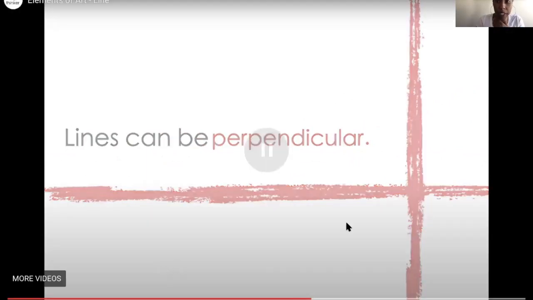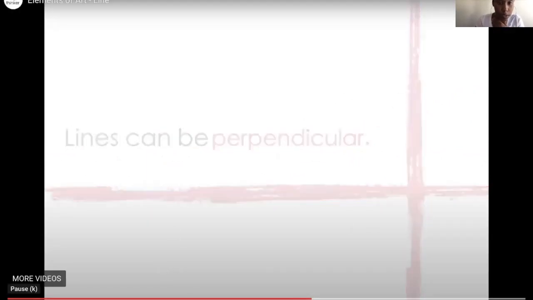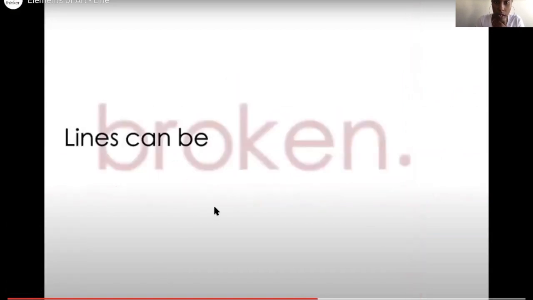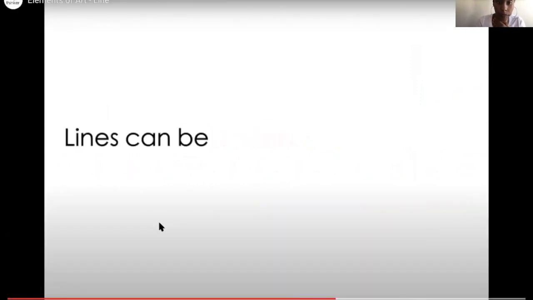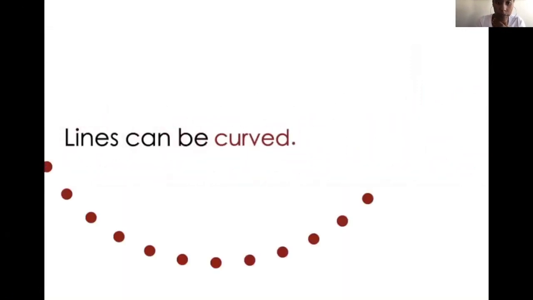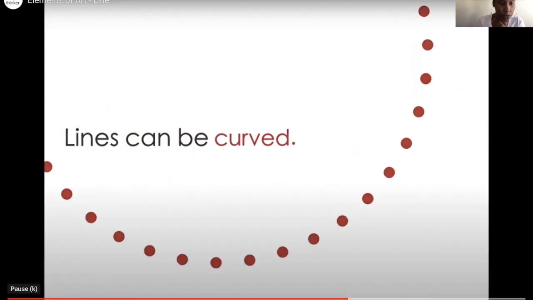Lines can be perpendicular, and that's where they cross. And they can be broken. And curve. All right, I'm gonna pause that right here.